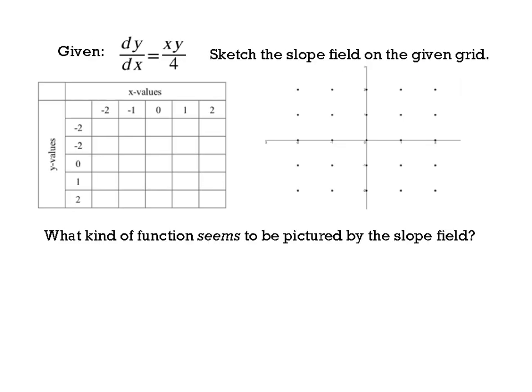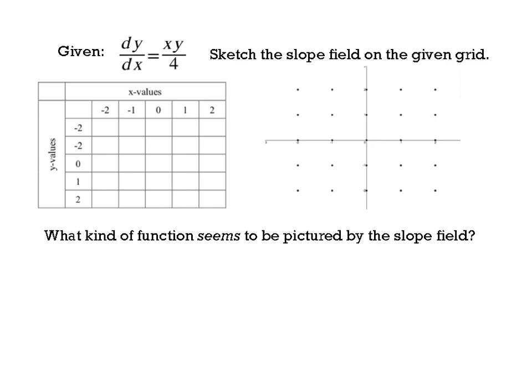All right, so how this looks is you're given a differential equation, in this case dy/dx equals xy over 4, and we need to sketch the slope field on this given coordinate grid. Each of these points represents a point on the graph where you're going to find the slope. So if we are going through the points, say, -2, -2, we're going to use this table on the left to identify what our slope would be.